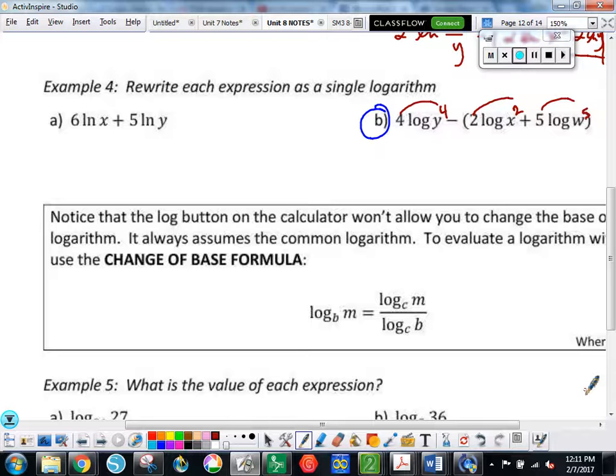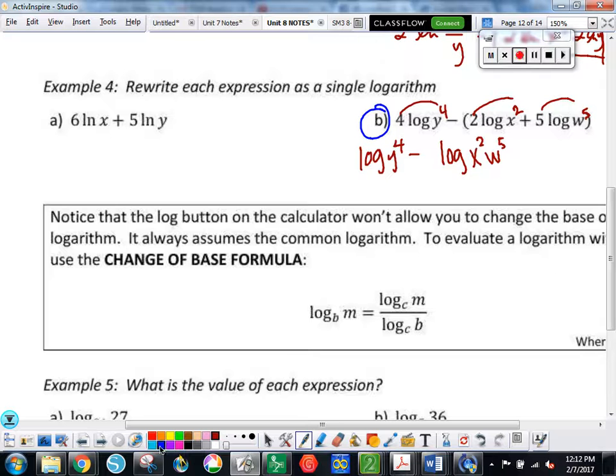If you're doing order of operations, you probably should do the parentheses first. Is that okay? So let's do that. This is going to be log of y to the 4th minus, combine those together, log of x squared w to the 5th. Is that okay? And now combine these two.